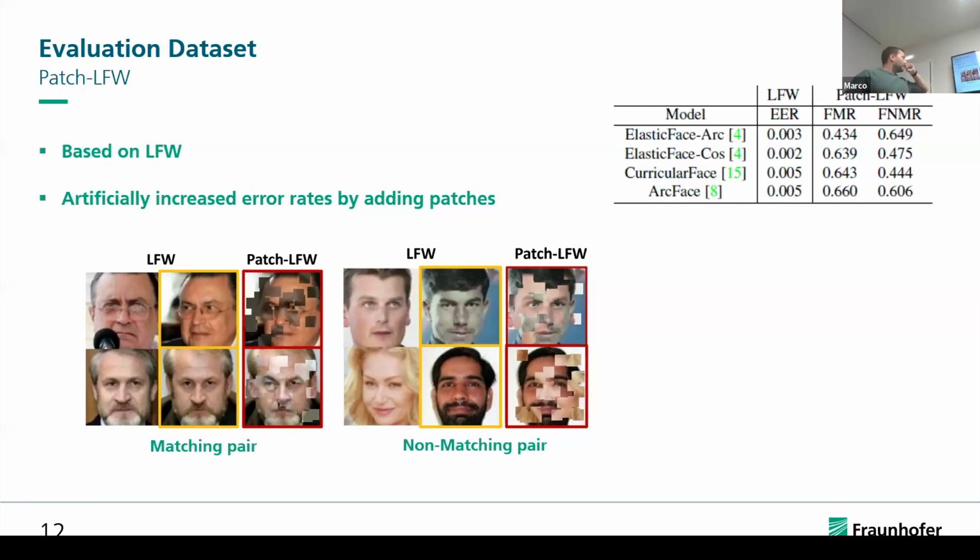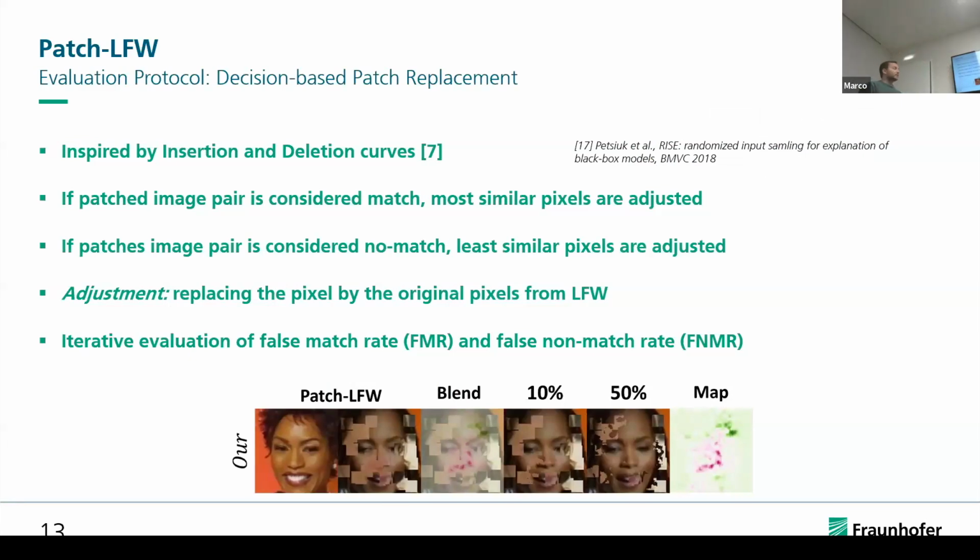So what we did for Patch LFW was choose a genuine, matching pair, and then randomly add patches from a random image onto one image of the pair to make the decision flip. So instead of a matching pair, we now have a non-matching pair by artificially manipulating the image. We do the same for non-matching pairs, which are 2 different persons, and in this case we added patches from the original image, the same image, to make the non-matching pair now match. In our evaluation protocol, we can then manipulate and replace pixels in the patches based on the explanation map.